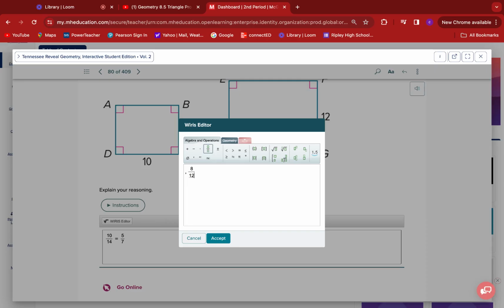8 over 12. Okay, this is going to simplify. It's not just a 2, because I have a number 4 that can go into both of those. Let's back up. 8 divided by 4 is 2. 12 divided by 4 is 3.